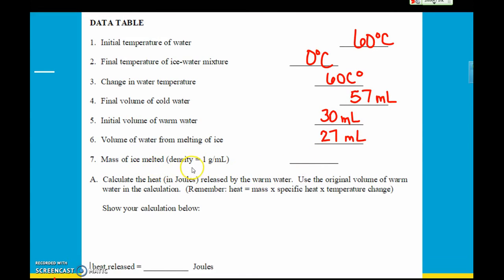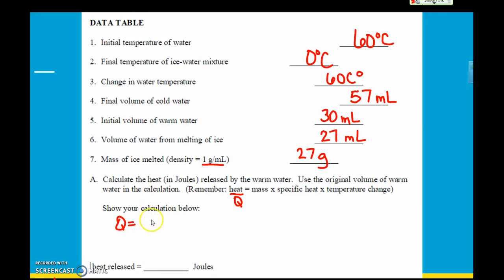The mass of the ice melted. Well, we know that the density of water is 1 gram for every 1 mL. So 27 milliliters is also 27 grams. The first calculation, you are going to use the same one we did before. Solving for heat, we know we usually call that Q. So I'm going to help you get set up right here. It says use the original volume of warm water in the calculation.